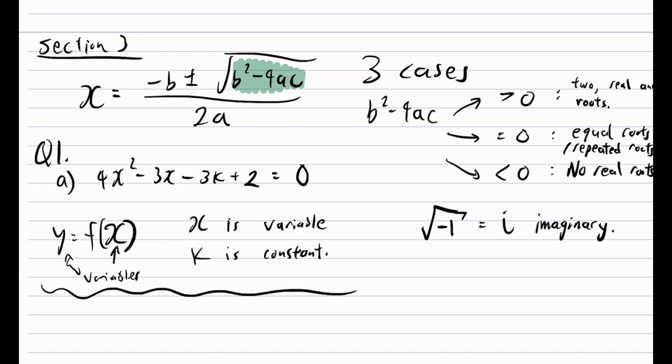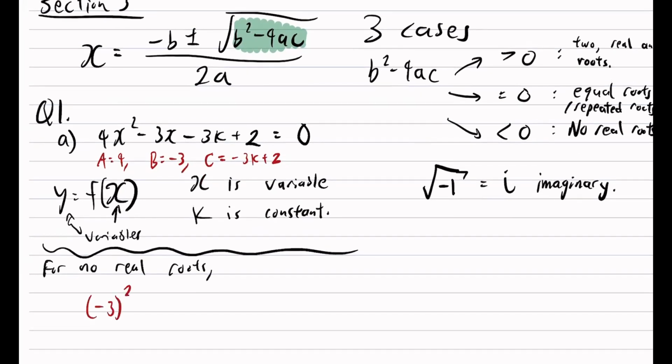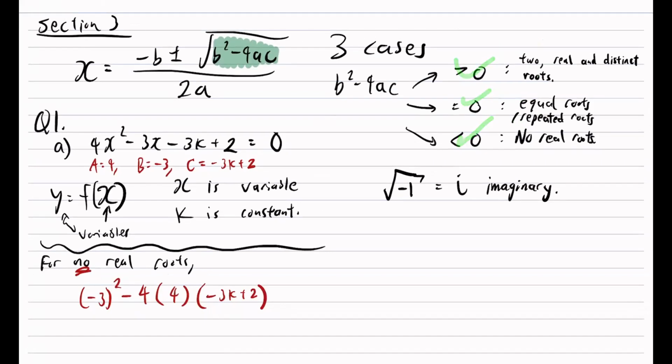Now, we know that there are no real roots. So for no real roots, we write the discriminant b squared minus 4ac. Okay, let's just write down what a is first. A is 4, b is -3, c is, what is c? Minus 3k plus 2. Very good. It is not just plus 2 on its own. It is not just minus 3k on its own. It's everything together. Then we just use the formula b squared minus 4ac. So b bracket square minus 4 times a times c. No real roots, which case? No real roots is less than 0. Very good. Less than 0.